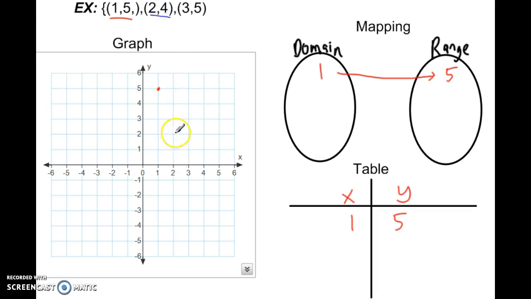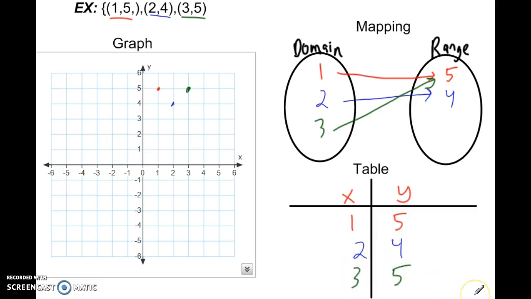And we'll graph the point 2, 4. That's here. We're going to map the point 2 maps to 4. And 2, 4 in a table. You can just see the different representations of numbers. And then 3, 5 is here. 3, and I'm going to map to that 5 because it goes from 3 to 5. And then 3, 5. Now the table will still list that as a different point there.